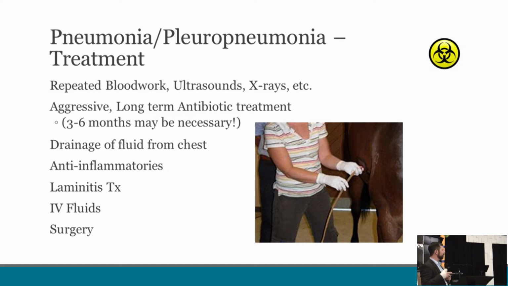In the case of pleural pneumonia, we sometimes have to drain the fluid from the chest. We have to provide anti-inflammatories, and laminitis can be another disease that comes along as a result of the pneumonia, so you may be stuck treating that as well. The horse may need to be on IV fluids, and in some extreme cases, they may also need to go through surgery.